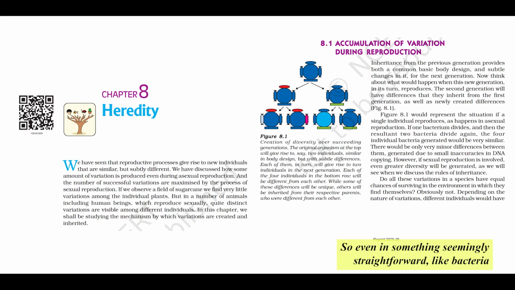Wow, okay. So even in something seemingly straightforward like bacteria dividing, which we usually think of as just making perfect copies, these tiny, almost invisible differences are building up over time. That's quite surprising. Precisely. Let's picture it. A single bacterium divides, making two daughter cells. They're almost identical to the parent and to each other, but maybe not perfectly identical because of those tiny copying inaccuracies we discussed. Now imagine each of those two divides again. Now you've got 4 bacteria in the next generation.